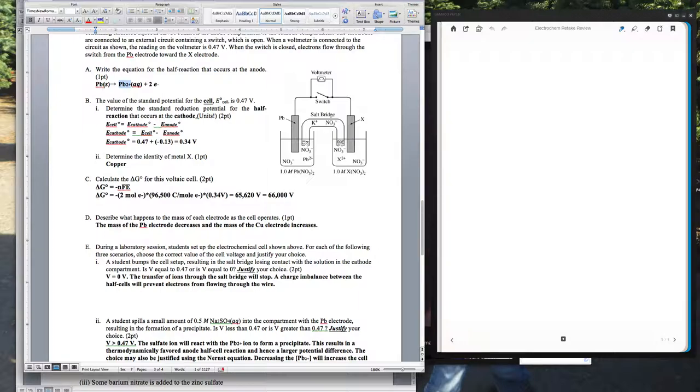As it's doing that, metal atoms are becoming metal ions and coming off of the electrode. So that means the lead is the one that is decreasing in mass. If you can pick that up, then you know automatically that the other electrode is the one that's gaining mass, because its ions are going from an ion to an atom on the electrode.